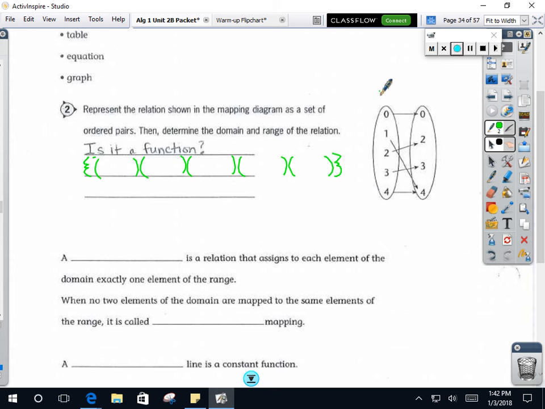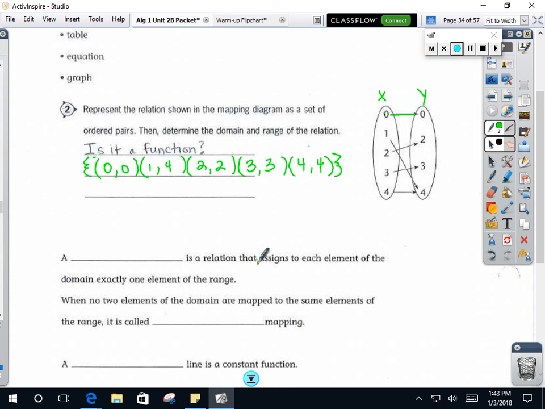Okay, the very first x value is 0, and it has an arrow going to the y value of 0. So your first coordinate is 0, 0. So that means your second coordinate would be 1, 4. Your third coordinate would be, and then your next one, and your last one, 4, 4.